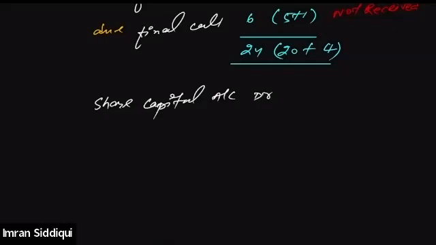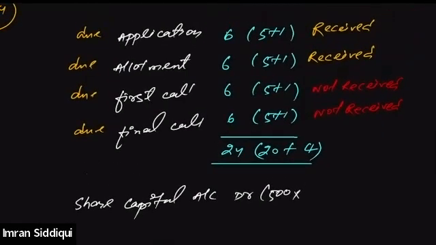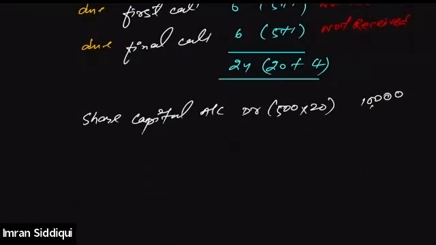Right. So share capital account will be debited. 500 shares are being forfeited, and we need to multiply this with the called up value, excluding premium. What is the called up value? Since the company has decided to forfeit the shares after the final call, the called up value is 20 rupees. Is that right? Am I correct, everyone? Yes.